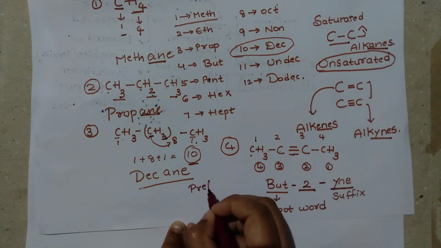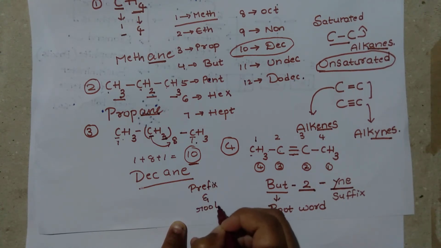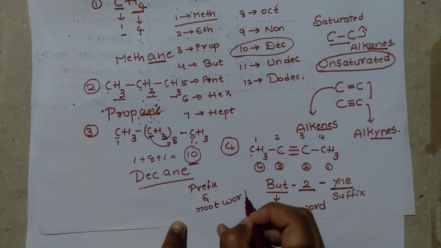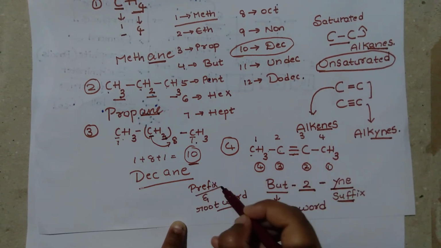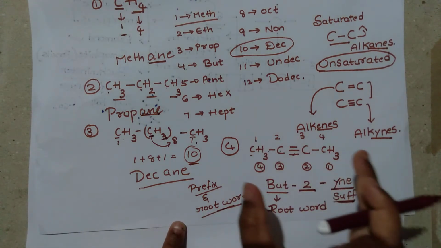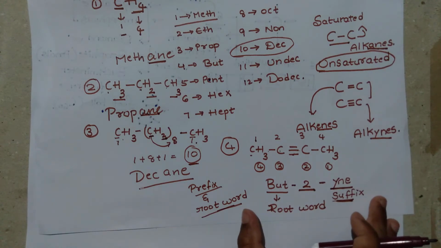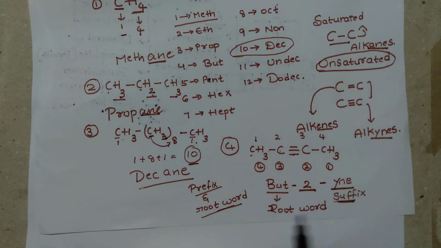prefix and root word. So this is an important thing. In any organic compound, prefix, root word and suffix play a very important role in order to write the IUPAC nomenclature. So but-2-yne. Why have we written like this?